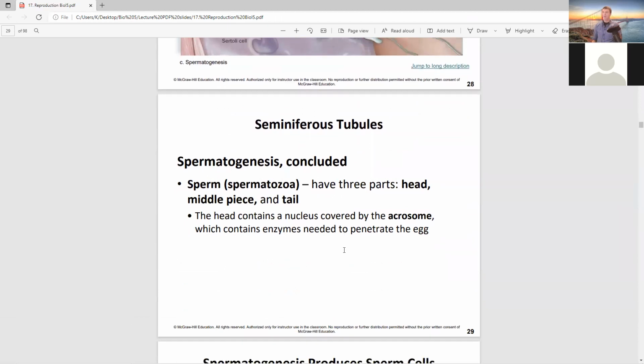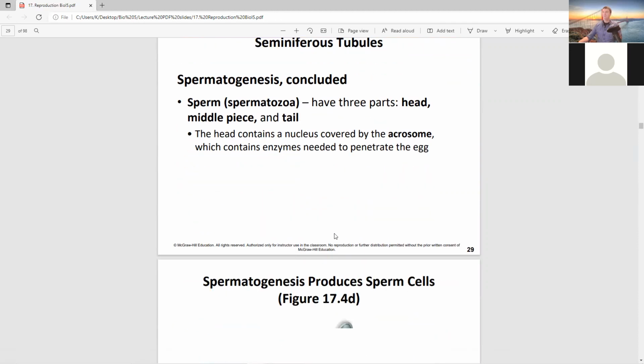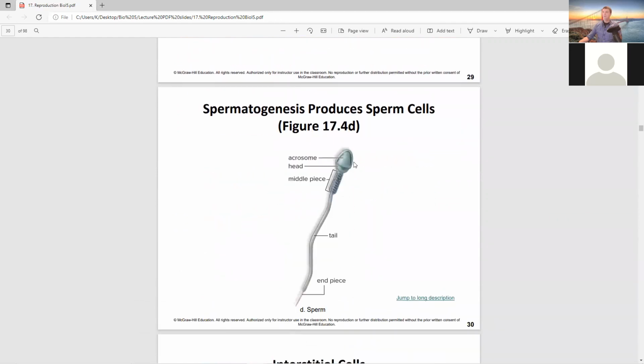So sperm, or spermatozoa, have 3 parts: the head, the middle piece, and the tail. The head contains a nucleus covered by the acrosome, which contains enzymes needed to penetrate the egg. Okay, so that's shown here, the acrosome.